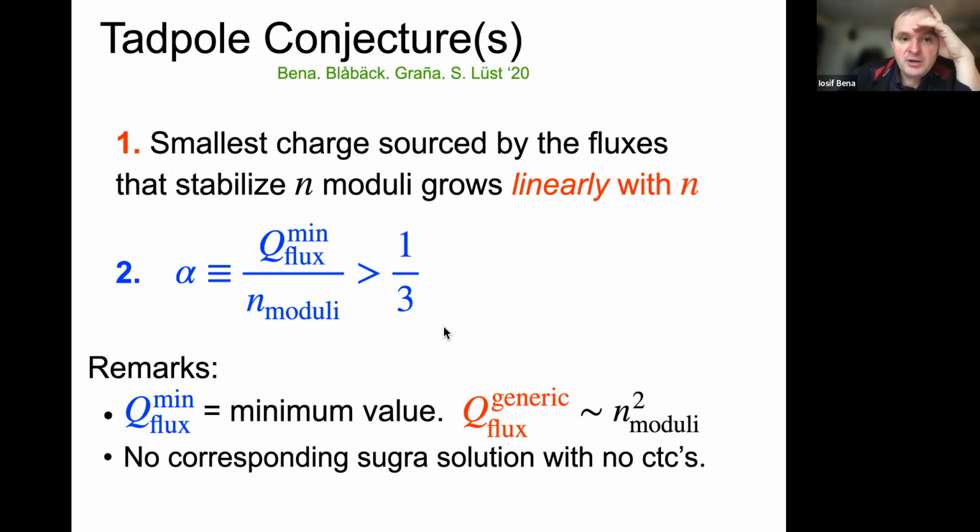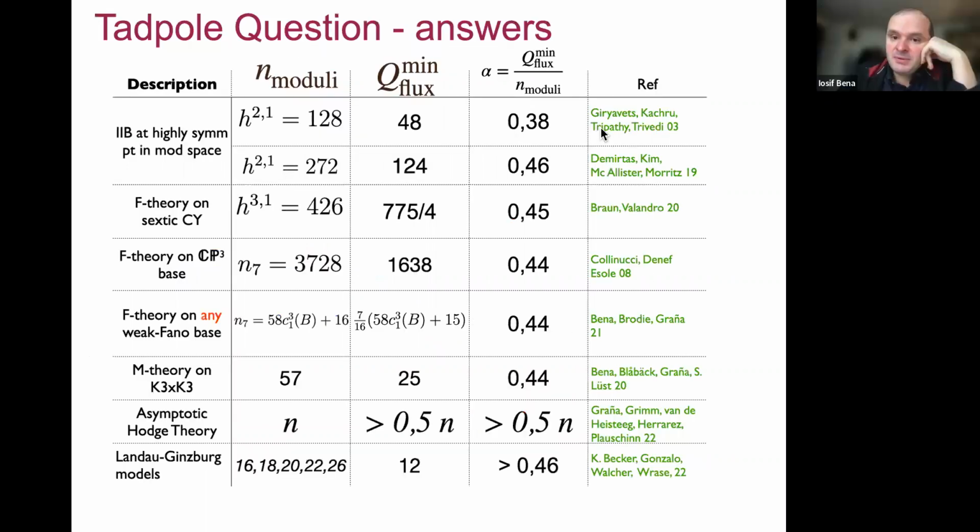Now, I want to make a remark. Generically, this Q min is the minimum value. Where did you come up with this conjecture? What is so special about 1/3? It's basically that a few examples have been done and you come up with that. That's the basis, right? I just want to make sure it's not a mathematical theorem.